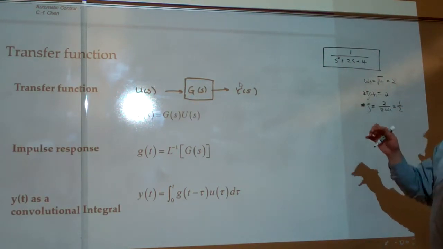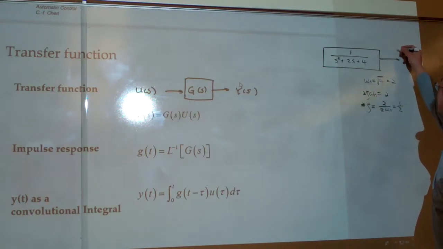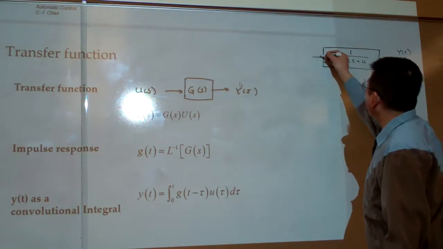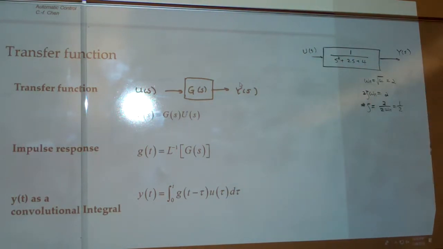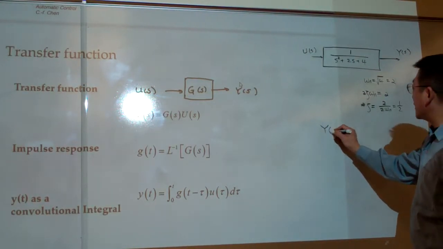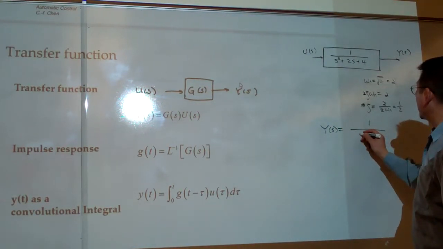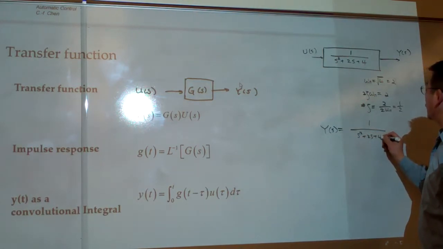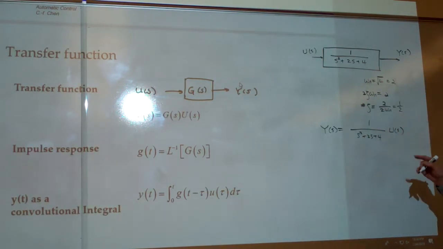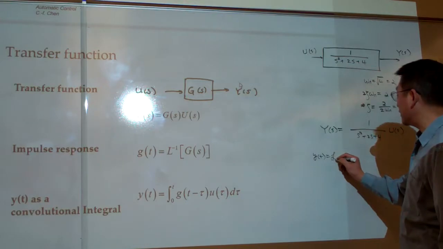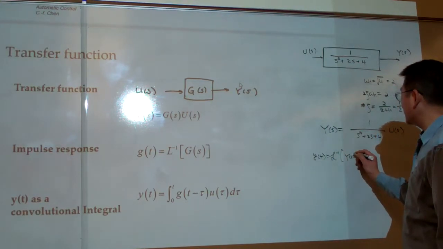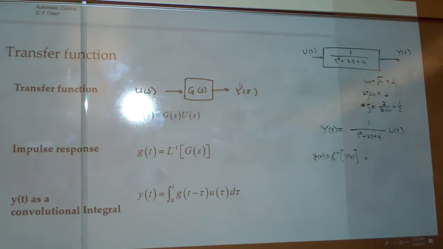Be good? I just use the numbers for example. So here is our output, and whatever the input, let me use U. Now you can see Y of s will be equal to 1 over s squared plus 2s plus 4 times U of s. Depending on the type of the input U, we can calculate the output. So the output y of t will be equal to the Laplace inverse of Y of s, right? Okay, now we look at the scenario.